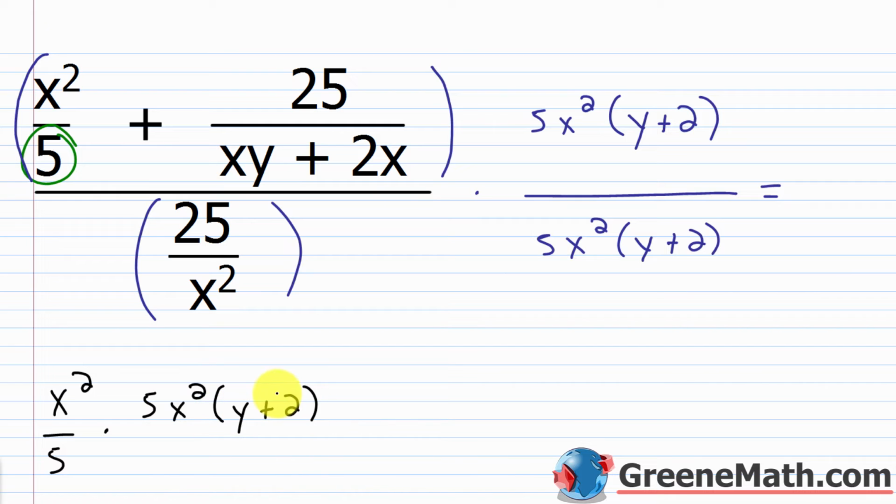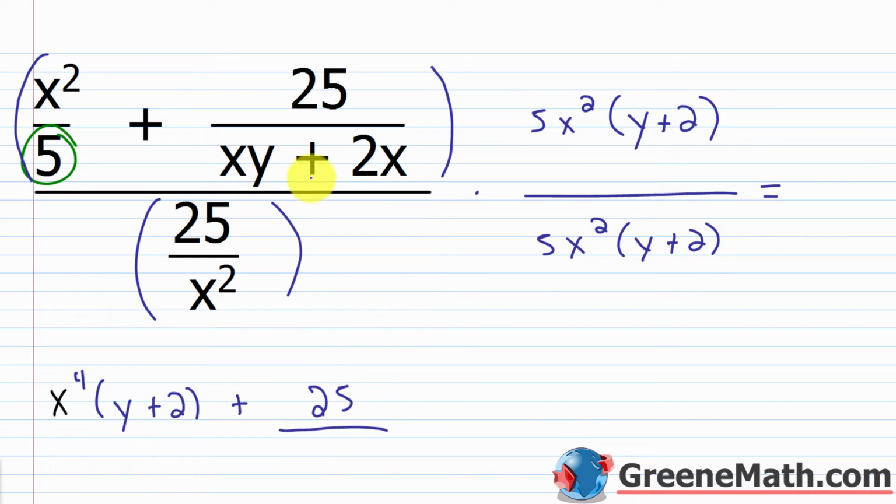That quantity. You can see that these 5s would cancel, and so what I'm left with is x squared times x squared, which would be x to the 4th power. Let's go ahead and write this as x to the 4th power times the quantity y plus 2. Now, then I have plus. I'm going to multiply this times this. So we'd have 25 over, in factored form, that's x times the quantity y plus 2, times we have 5x squared times the quantity y plus 2.